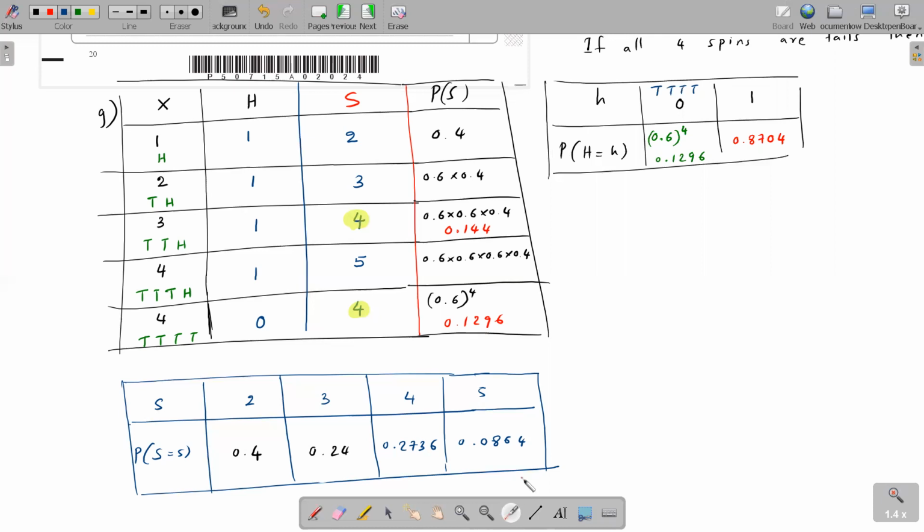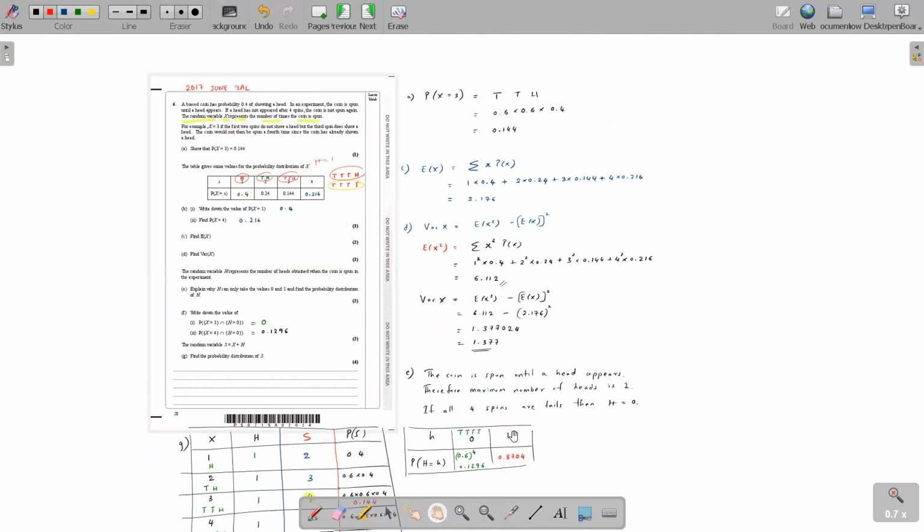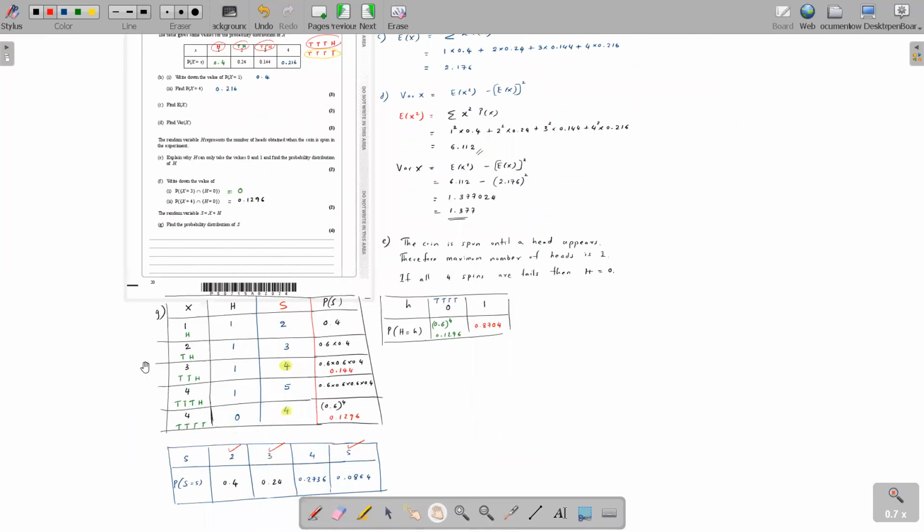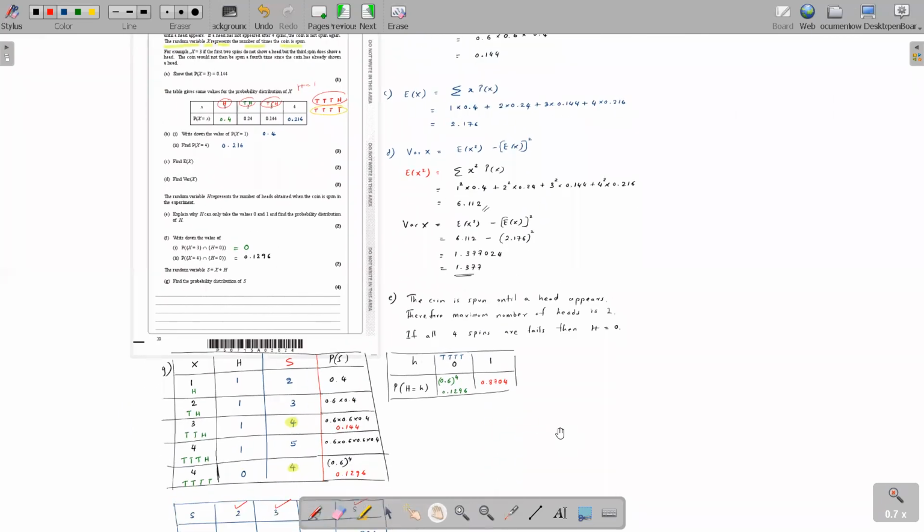In the exam, if I were you, I would get the probability for S2, S3, and S5, because these 3 are easy to find, while 4 requires 2 branches. You find 2, 3, 5, then add those 3 answers and do 1 minus to get this. All those methods are there, or else, if you are 100% confident and understand the question, you could find everything and just add and see. If you get 1, then it is surely correct. So that is the end of the 2017 June IAL question. That was question number 6.